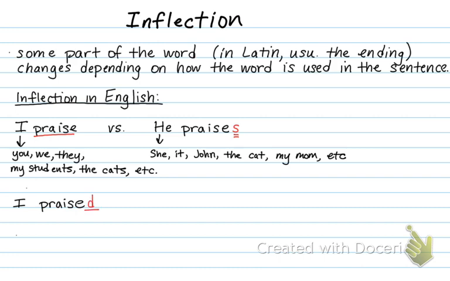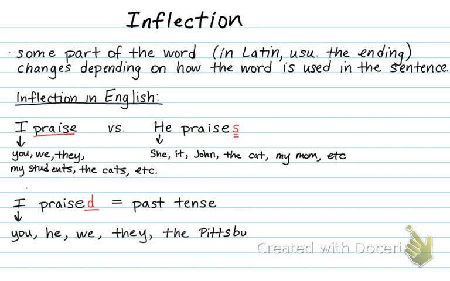In English, another example of inflection is the past tense, I praised. The D is a marker of the past tense. You can use any subject with this one. I praised, you praised, he praised, we praised, they praised. Or the Pittsburgh Steelers praised. Any of these subjects are fine. The D on the verb tells you that we are talking in the past tense.